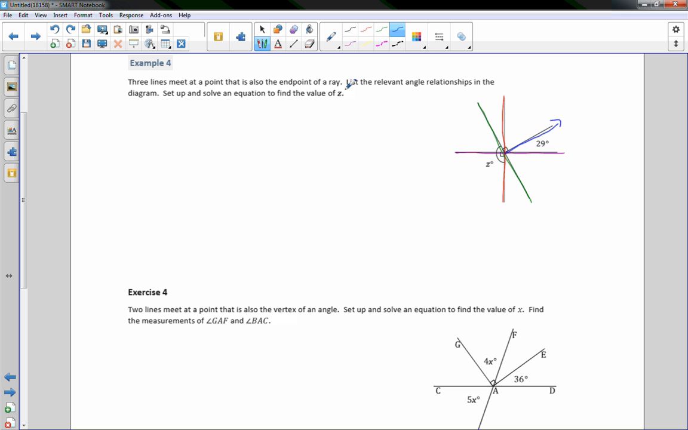Set up and solve an equation to find the value of z, which is right here. Z goes from this red line over to the purple and continues to the green. So Z is not just this 90-degree angle, it's 90 plus whatever this is. Okay, so in this problem we have to look at a few different things. So what I see here is this is 90 degrees. So I am forming a 90-degree angle with the green line and the blue ray. So if this whole thing is 90 here, then this whole thing is 90 here, and this is 29.